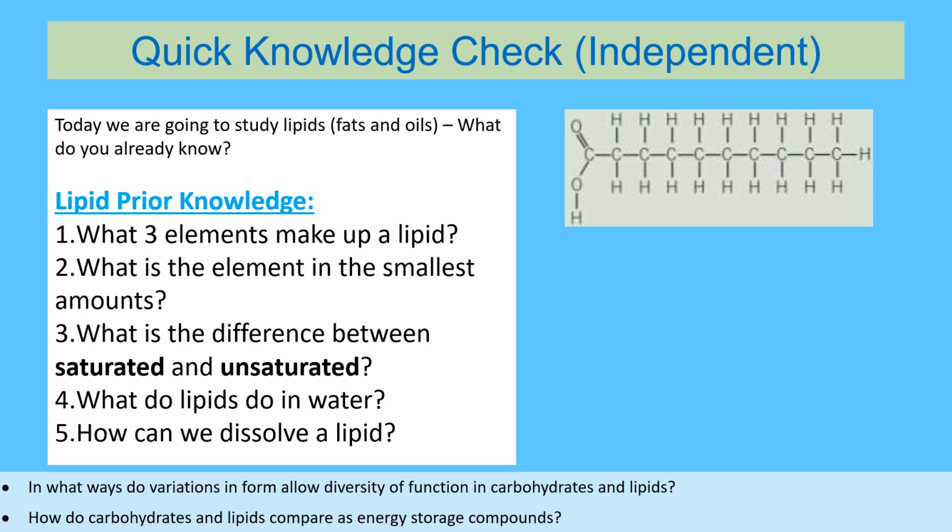You need to know that there is a difference in saturated and unsaturated, which we will come on to later, which means if it is saturated, there's only single bonds. If it's unsaturated, there are double bonds between at least one of the carbons. You need to know that lipids have a lower density than water, and they will float on top of water, and you also need to know that lipids are insoluble in water. So if we wanted to dissolve a lipid, we would need to use a different solvent, and the most likely example would be ethanol, which lipid is soluble in.